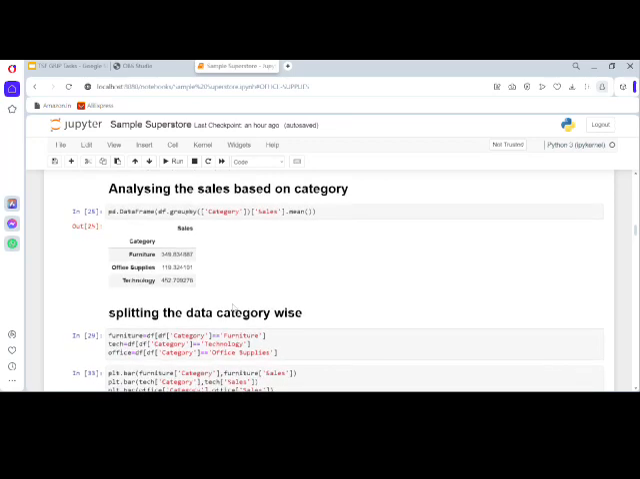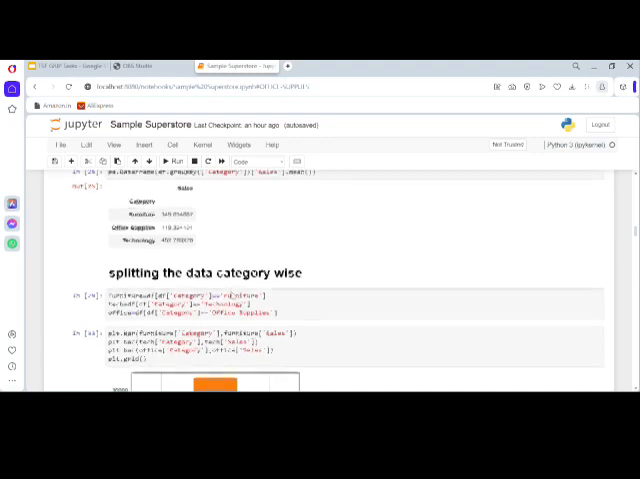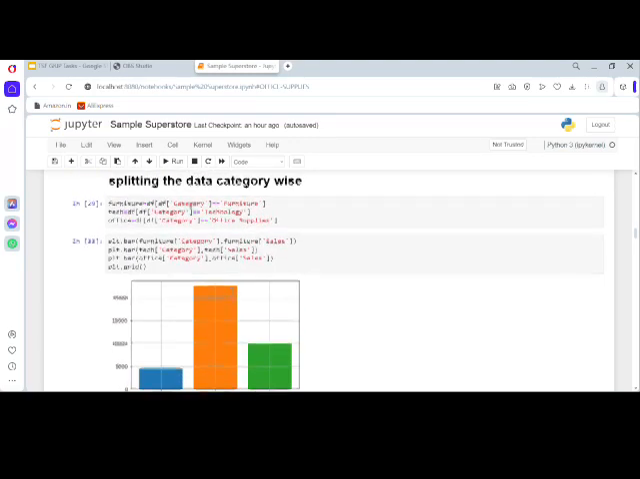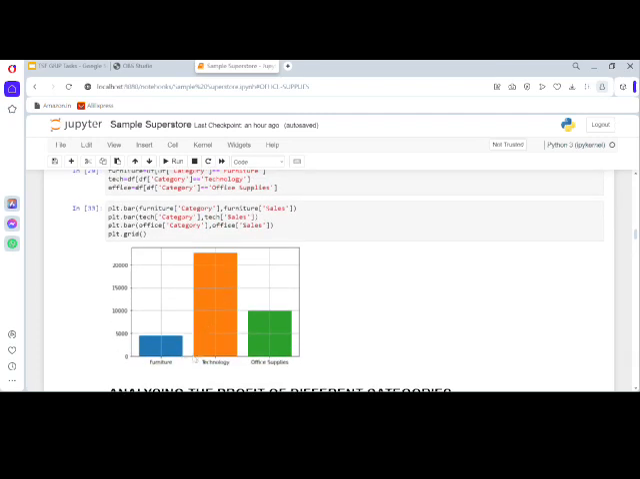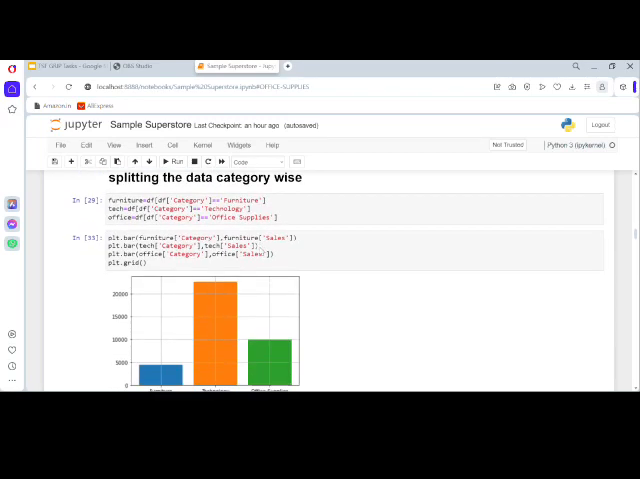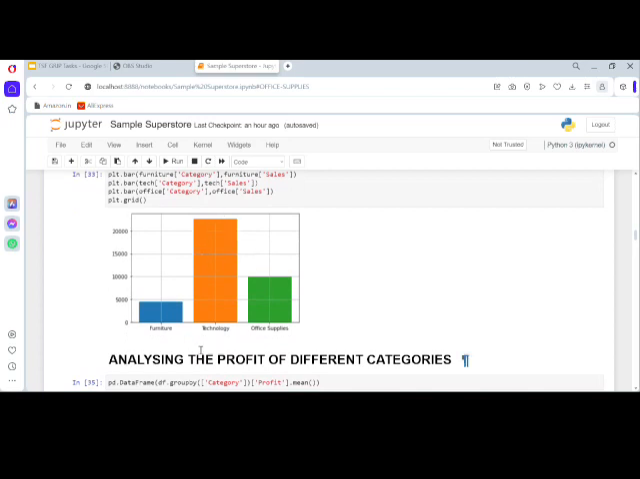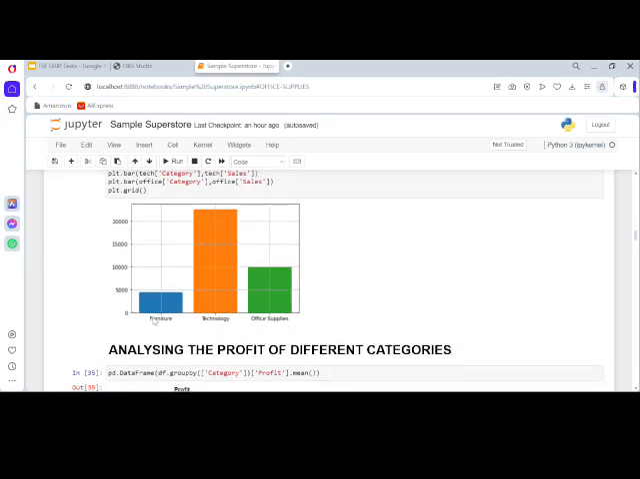So first of all, we have grouped the data based on category. We can see the highest sale is in technology. Then we divided the data in categories into furniture, technology, and office supplies and made a graph of their sales. So we can see in the above portion we also saw that technology has the most sales. In the graphical form it looks like this, and furniture has the lowest sales.